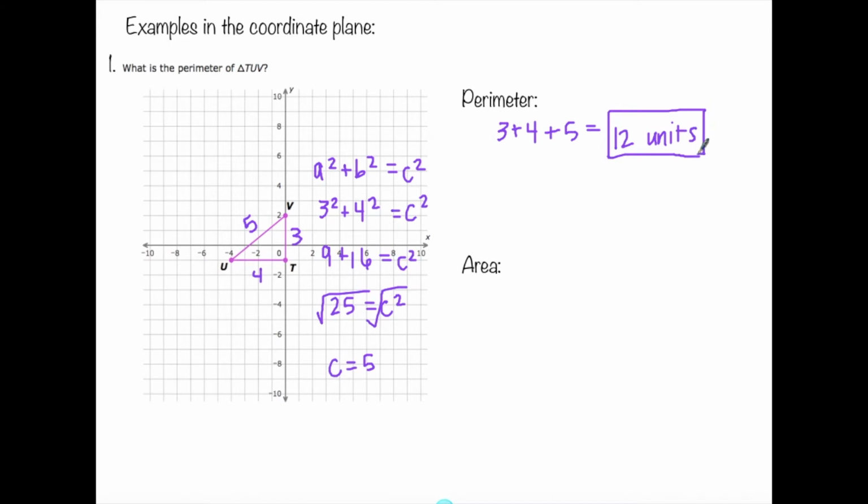And for area of this triangle, we're going to use our equation. A equals 1/2 times the base times the height. And remember, we said base and height we can think of as the legs of our right triangles. So 3 and 4. So I'll just plug those in here. 1/2 times 3 times 4. And when we multiply those together, we get 6. And then area, our units are always squared. So we have 6 square units.